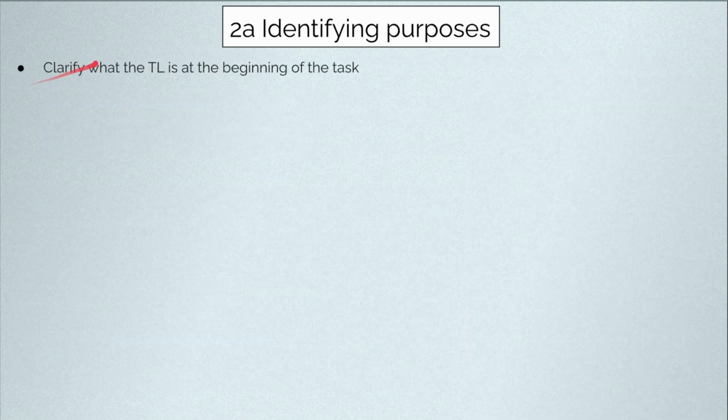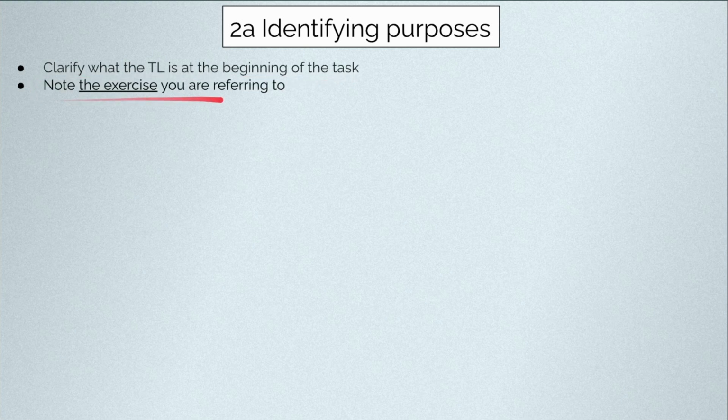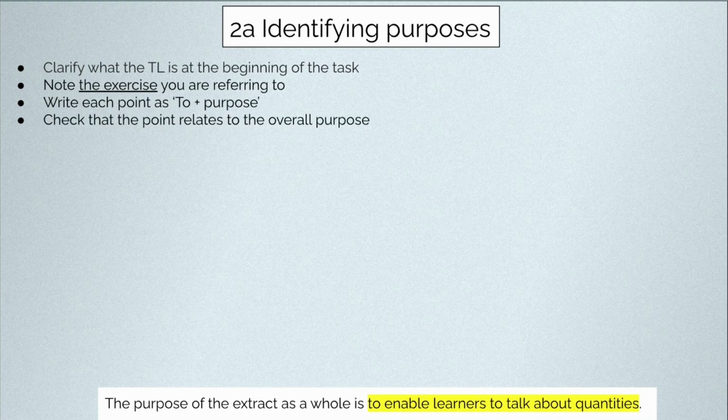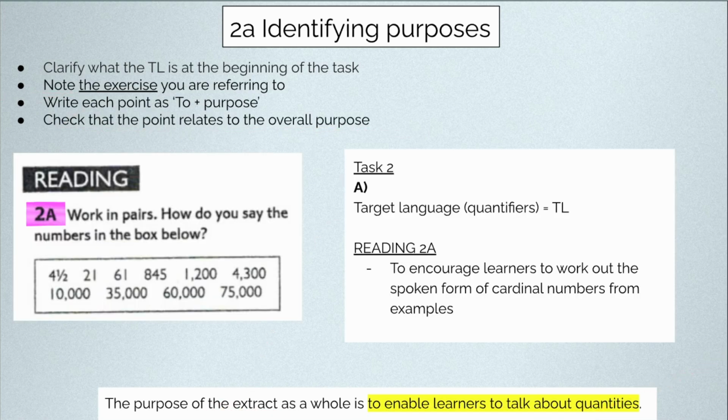When structuring your answer, clarify what the target language is at the beginning of the task, note the exercise you're referring to, write each point as 2 plus purpose, and check that the point relates to the overall purpose. So the target language we know from the overall purpose is quantifiers, and we can write it like this. Target language, brackets, quantifiers, equals TL. And we can use TL for the entire rest of the task, and the examiner will know what we are referring to.